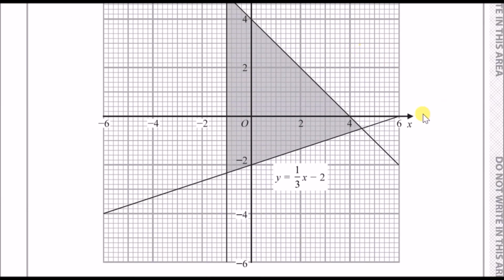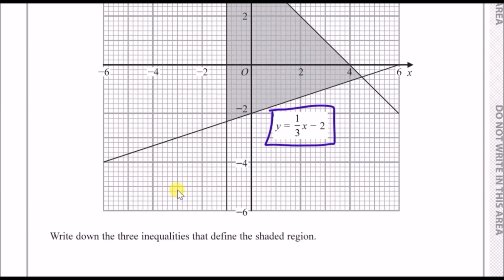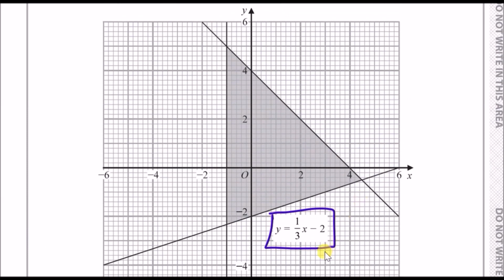So they actually gave us this line over here. So y equals a third x minus 2. That is so helpful. Write down the 3 inequalities that define the shaded region. Okay, so we basically need to change these equal signs to greater or equal, less than or equal signs.